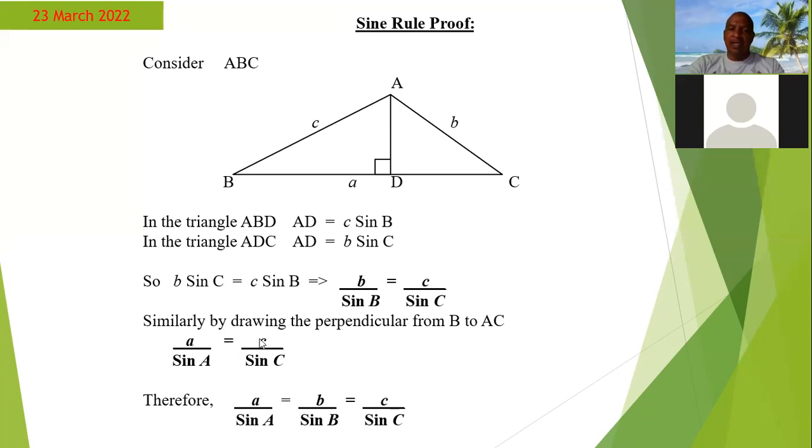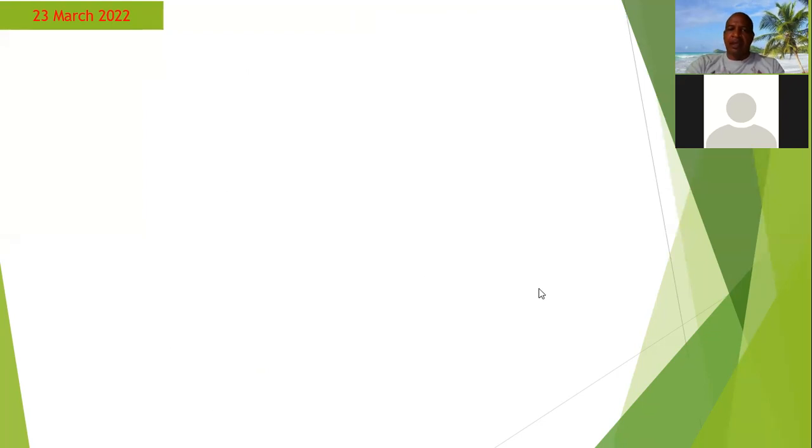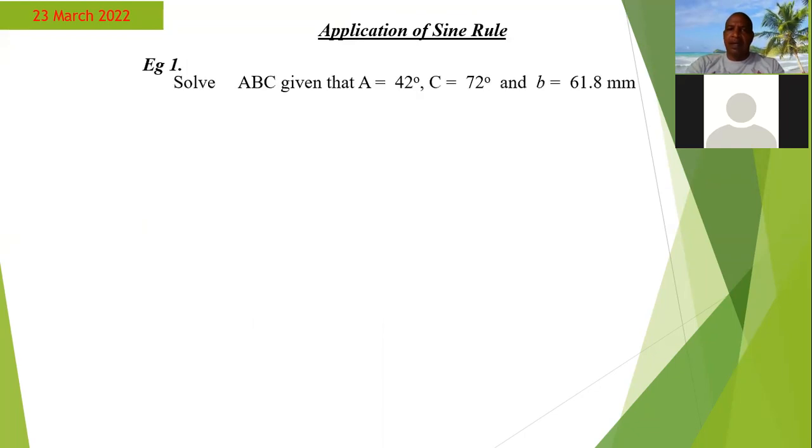Or if we are working with A and C, we'll use A over sine A with C over sine C. All right, guys? So with that said, let us see how we apply the rule to a question. Here we have a written question. One of the things you would already be familiar with from when we were doing right angle triangles is how to construct our triangle.